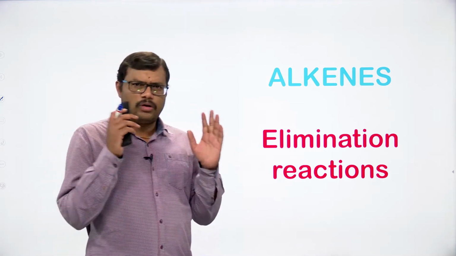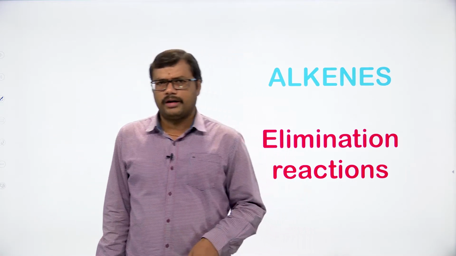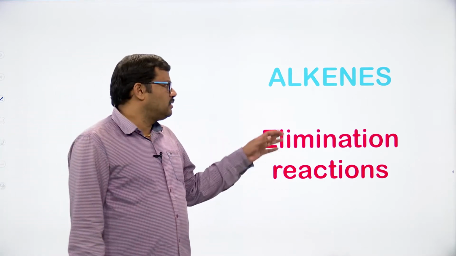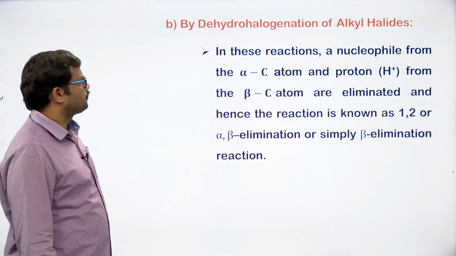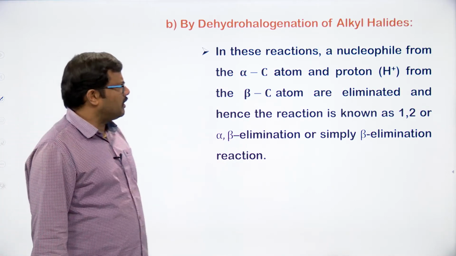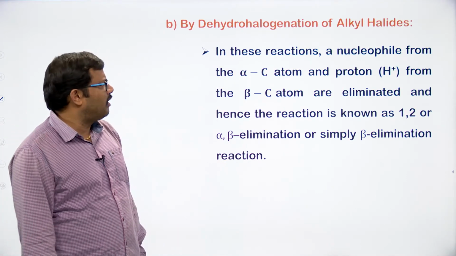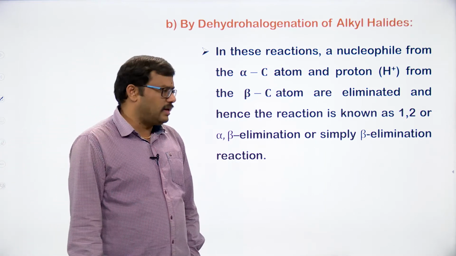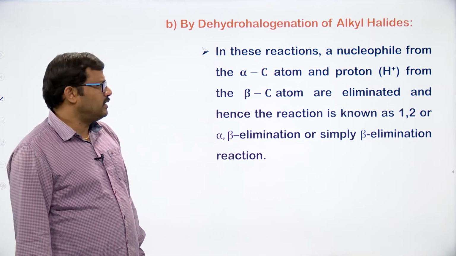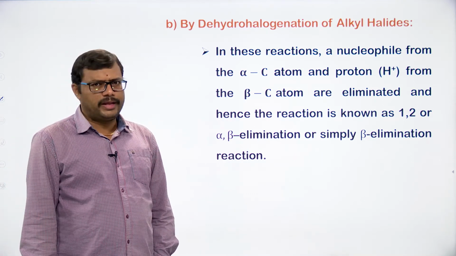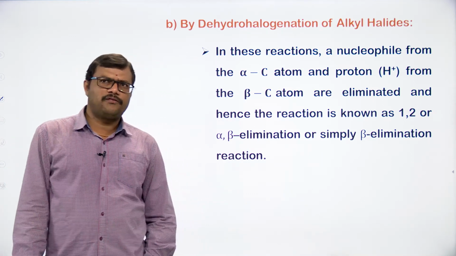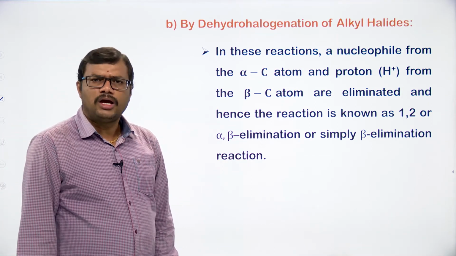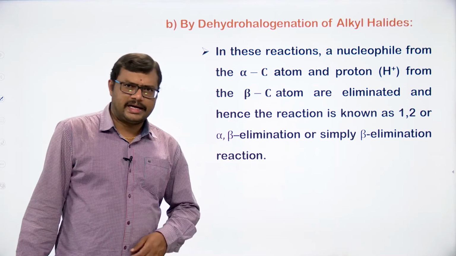Let us look at what kind of elimination reactions we come across, what are the conditions required, and what are the products that we get in these elimination reactions. These are reactions in which a nucleophile from the alpha carbon atom and a proton from the beta carbon atom are eliminated, and hence the reaction is known as 1,2 elimination, or alpha beta elimination reactions, or simply beta elimination reactions.